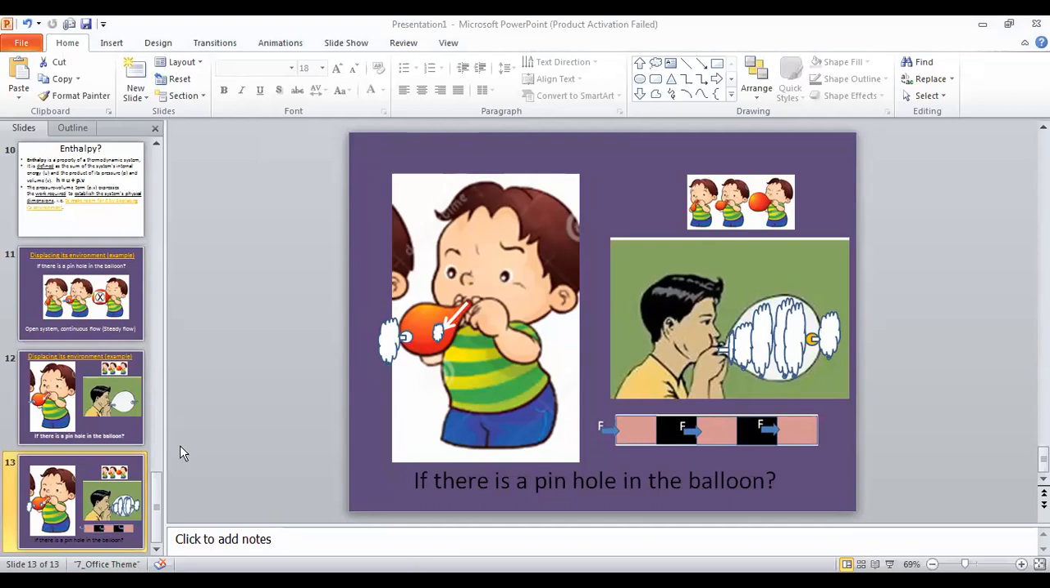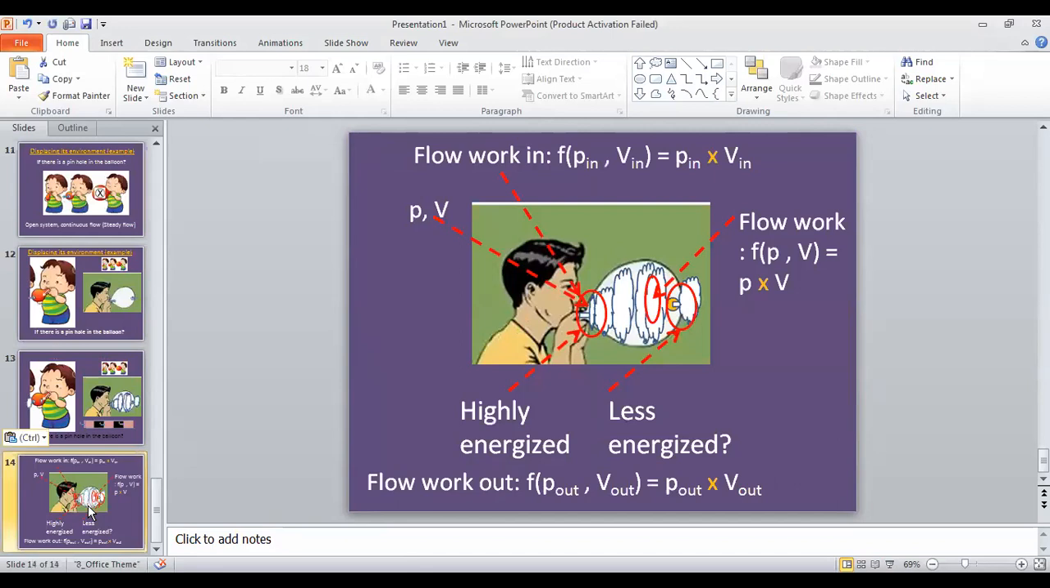So, a little more explanation. You feel good about this? Energized. When you push this, blow this, the energized packet of air makes this air displacement possible. Finally, this leaves. So flow work, again, it's mentioned here.